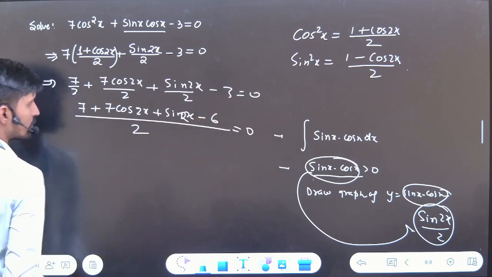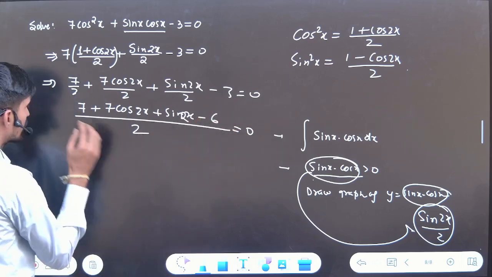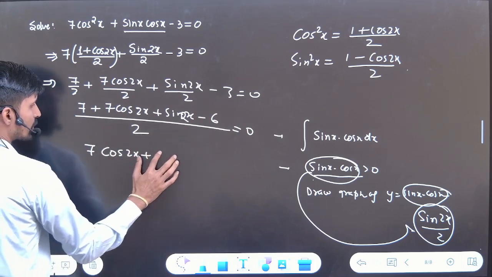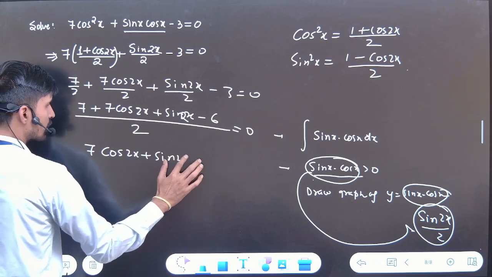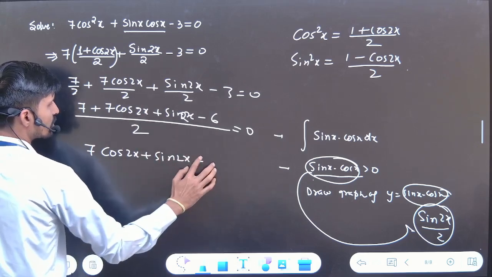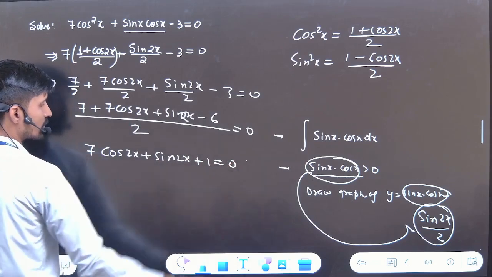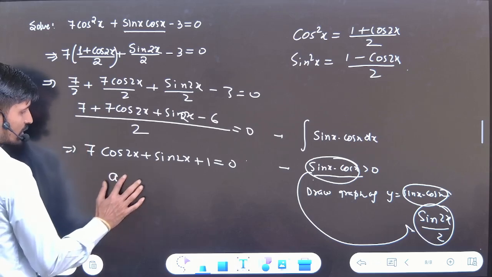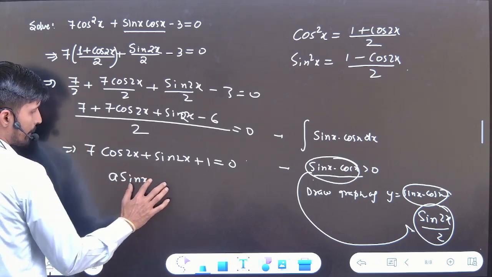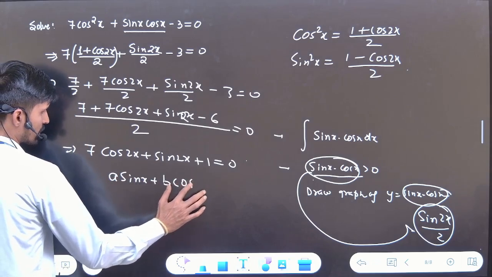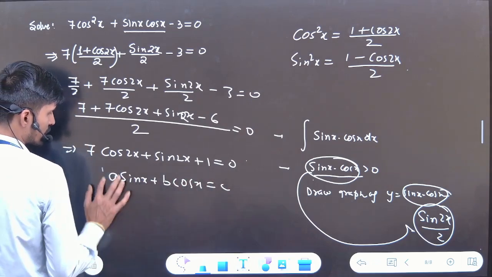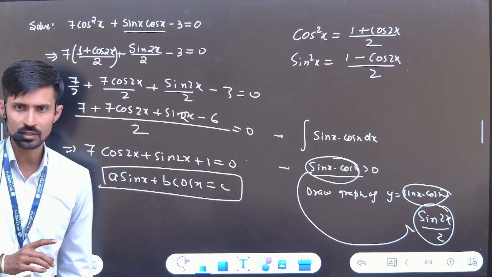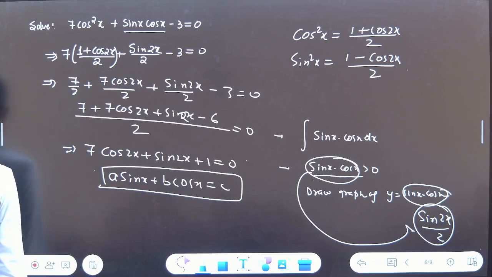2 will cross multiply to that side, that will be removed here. This will become 7 cos 2x plus sin 2x plus 1 is equal to 0. Yes or no? Now the question is how we'll solve an equation of a sin x plus b cos x is equal to c. So this pattern, I will tell you how to solve.